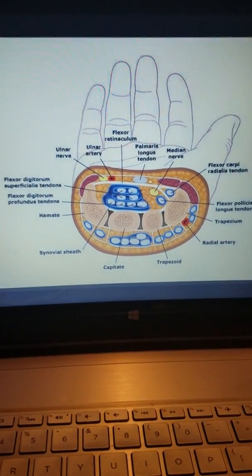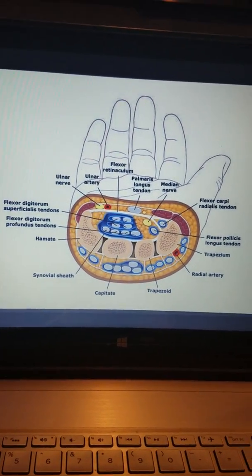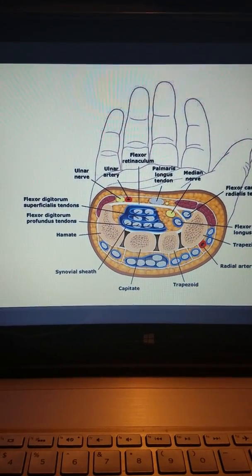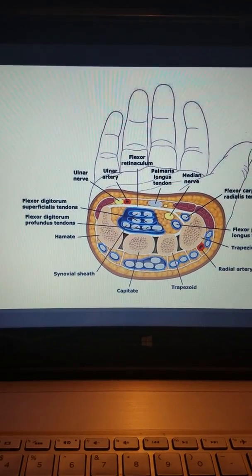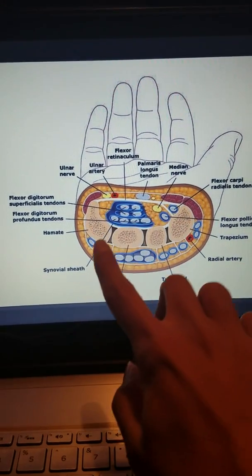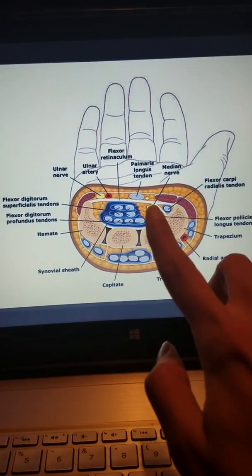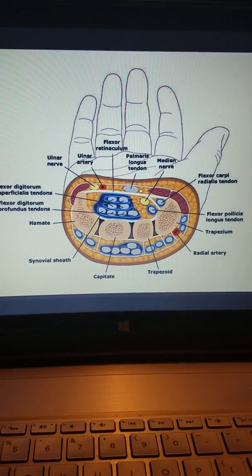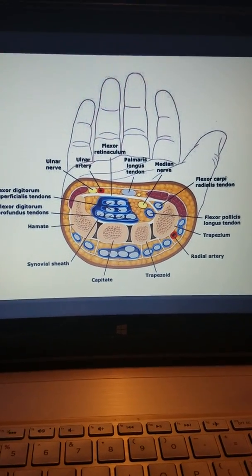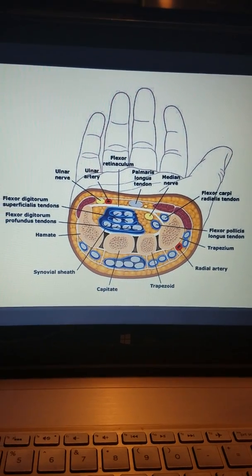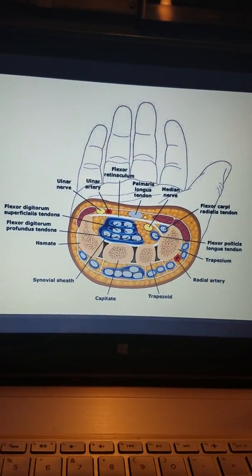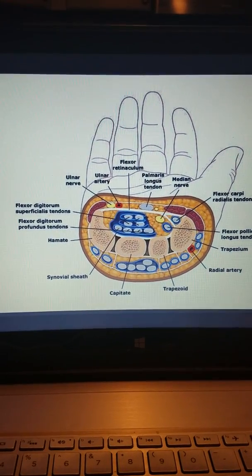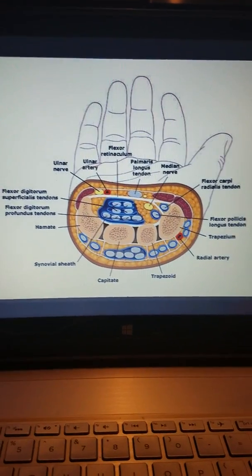So the carpal tunnel is a narrow passageway in the wrist that is about an inch wide, and the floor of the tunnel is made up of the carpal bones, which are the hamate, the capitate, the trapezoid, and the trapezium. And the roof of it is made up of the flexor retinaculum or the transverse carpal ligament. Since these boundaries are very rigid, the carpal tunnel is not really able to increase in size a lot.